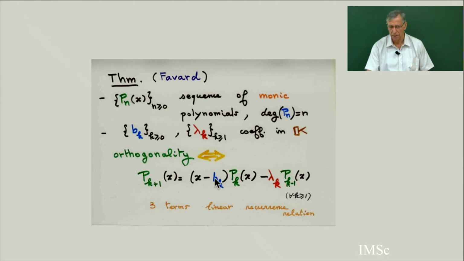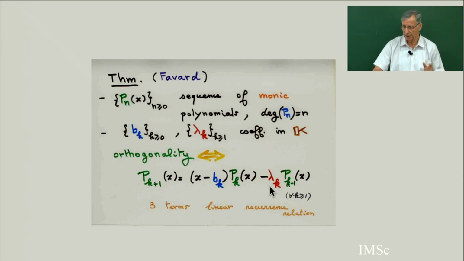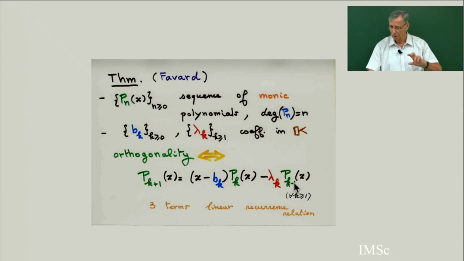And conversely, if you have p_k orthogonal for a certain f, then there exist two sequences b_k, lambda_k with lambda_k non-zero, satisfying this three-term linear recurrence relation. And conversely, if you have a sequence of polynomials defined by this three-term linear recurrence relation, then there exists an f, there exist moments, so that the p_k are orthogonal for the sequence mu_n.